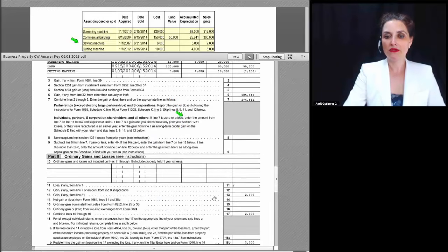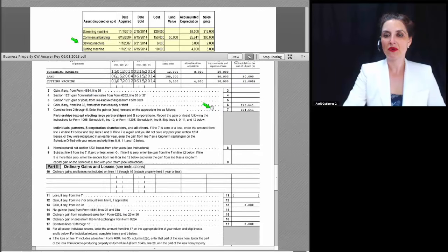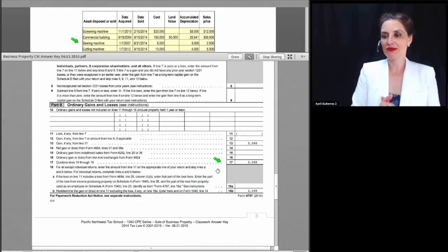We're going to enter the $2,000 on line 13, and we're going to enter the $125,641 on line 6. Then on part 1 of the form, we enter the other assets sold, the screening machine, the land, and the cutting machine. And of course, the land had a cost of $50,000 and a sales price of $100,000 for a capital gain of $50,000. The screening machine sold at a dead wash, so we enter 0 as the gain on it, and the cutting machine ultimately sold for a $1,000 loss. So we're going to add 50 minus 1,000 to the 125,641, and that gives us total capital gain income for Donna Troy in the amount of 174,641, and total ordinary income in the amount of $2,000.